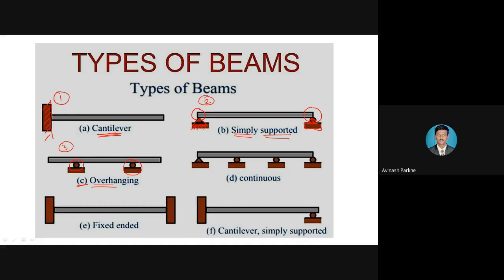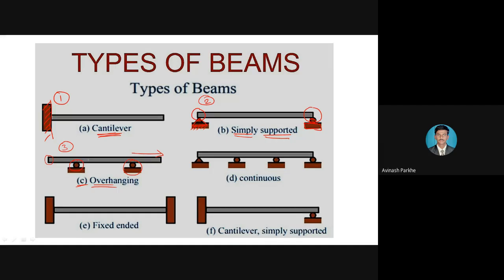Okay, so we are discussing the third figure, which is called an overhanging beam. What is the definition? The beam whose end portions are extended beyond the support. If you observe figure number 3, at the left side the portion of the beam is extended beyond the support, and at the right side also the portion of the beam is extended beyond the support.